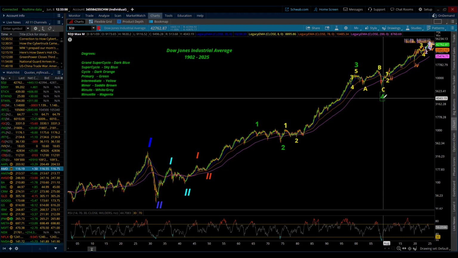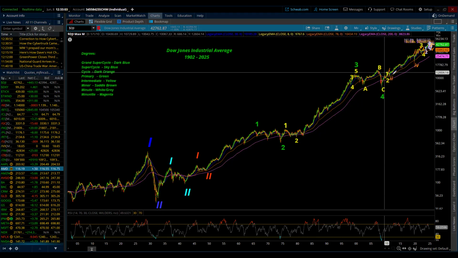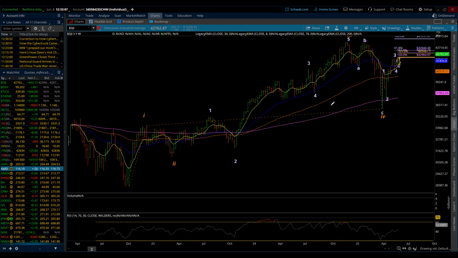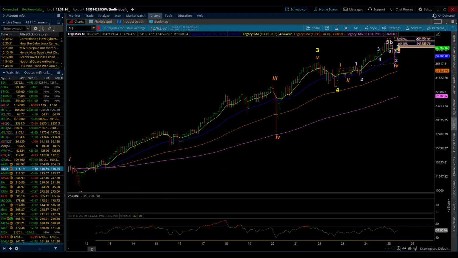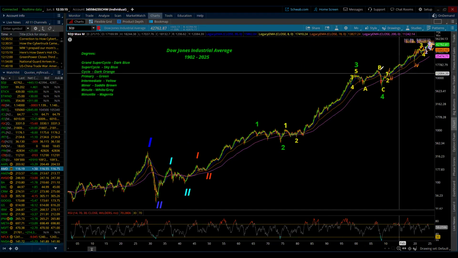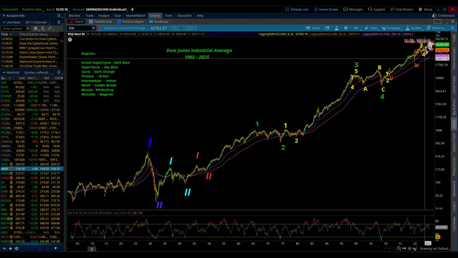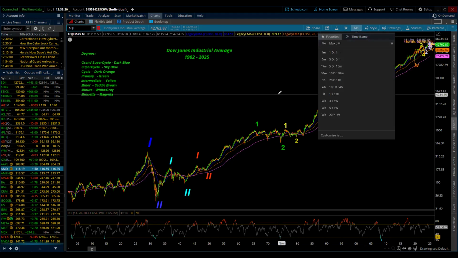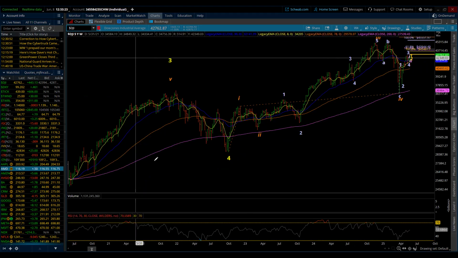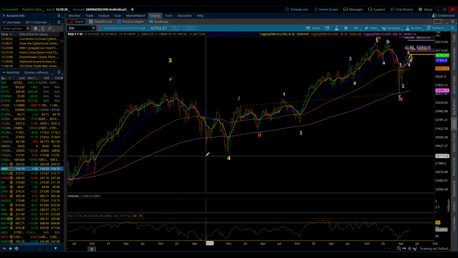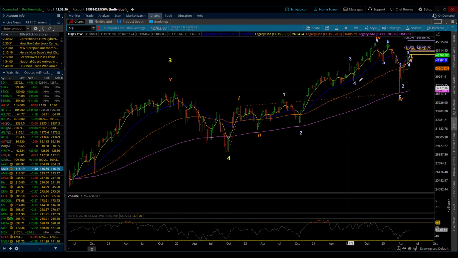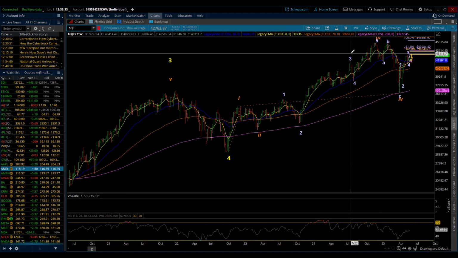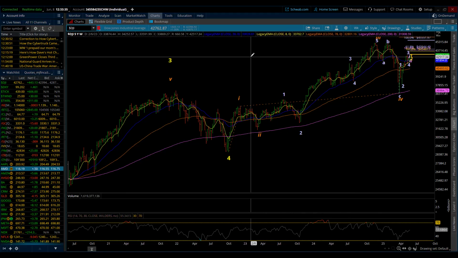Now, within primary wave 5, there are going to be 5 waves of intermediate degree. So let's bring it to the 5-year. Within primary 5, there are 5 waves of intermediate degree, 1, 2, 3, and 4 complete. There's intermediate wave 3 of primary 5, intermediate wave 4 of primary wave 5. So we're in intermediate wave 5 of primary wave 5 of cycle wave 3.